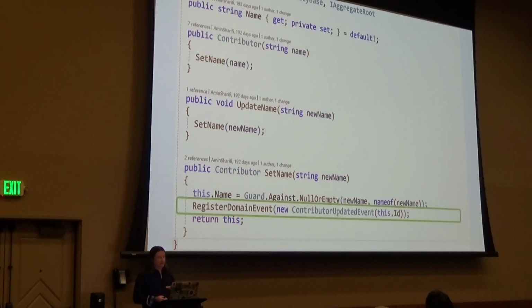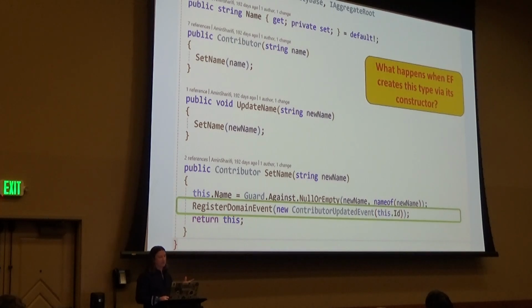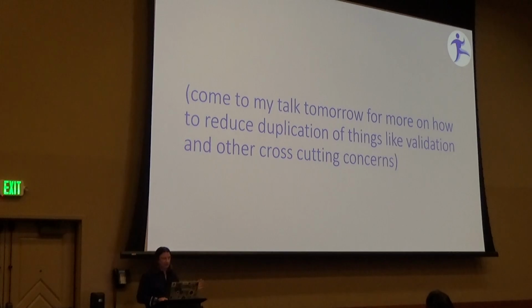But now you've got this issue where every time EF calls the constructor, right, it's going to throw that event, right? And so even if you're just looking at these types, you're going to be sending off these updated events, even if nothing was updated except that this thing was hydrated from persistence. So that's not really great either.